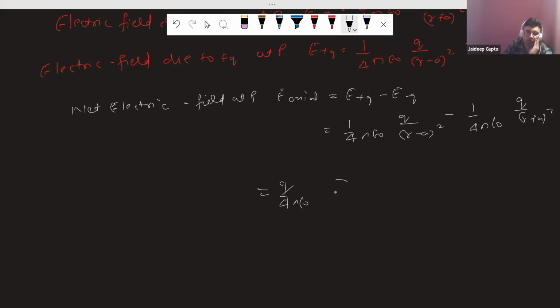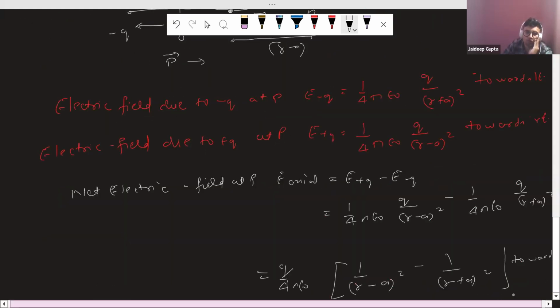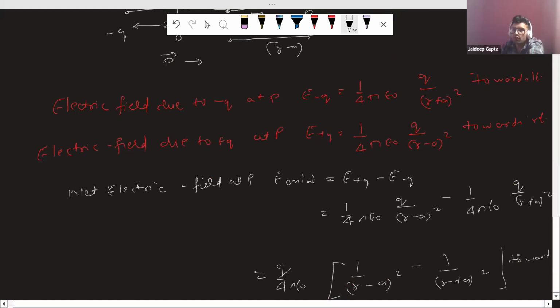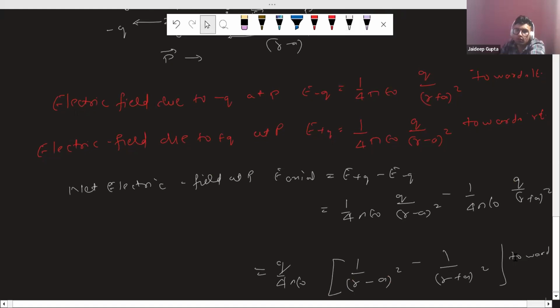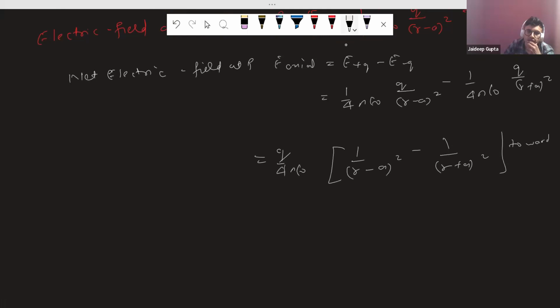We can take out q as common, q over 4 pi epsilon naught, times 1 over (r minus a) whole square minus 1 over (r plus a) whole square, towards right. Okay. Till here done, Iram?